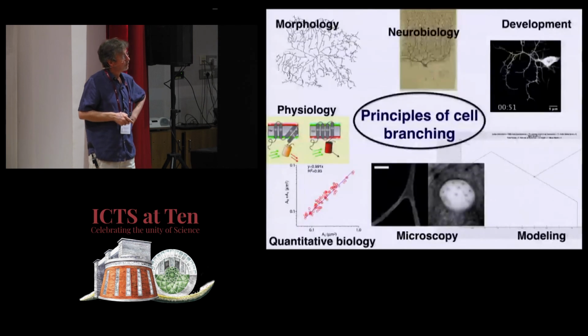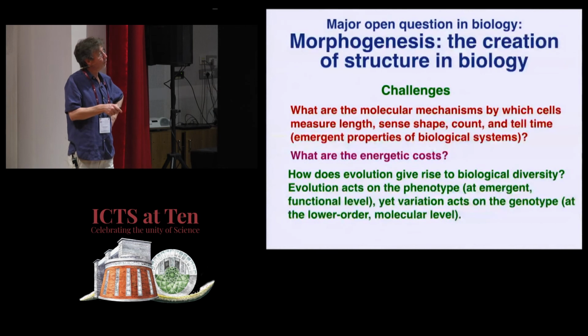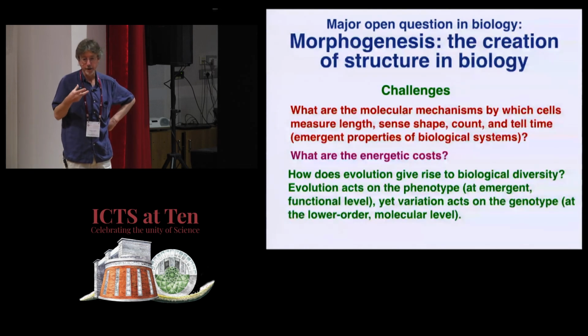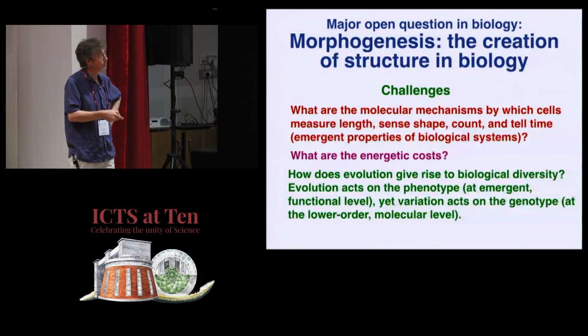Okay. So let me just come back and summarize now. What do I see as the big challenges? The challenges are, what are the molecular mechanisms by which cells measure length? They can sense their shape, they can count, they can tell time. These are all emergent properties. How does that work? And how much does it cost to create these self-organized systems? And then finally, what is the role of evolution in generating morphology?